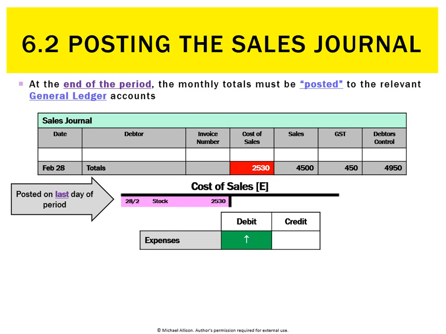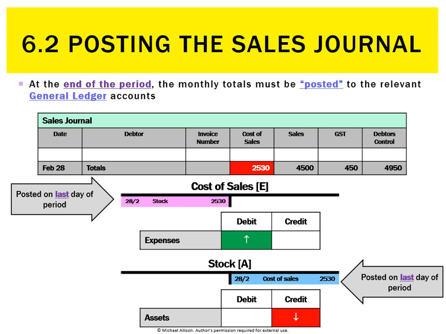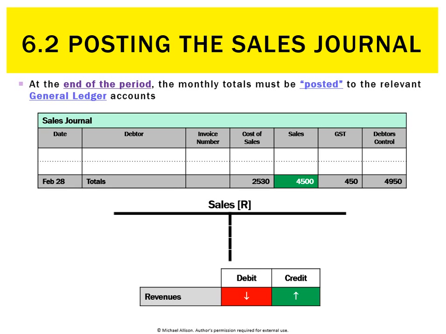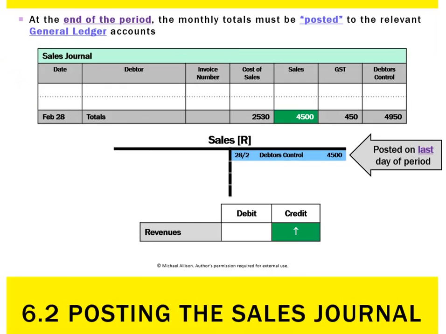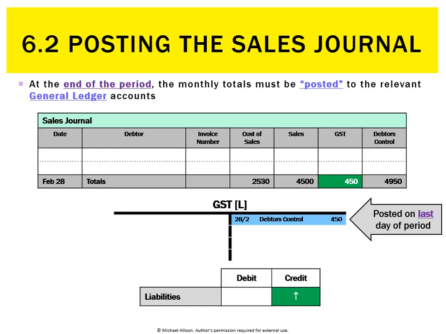The other effect though, and that is posted on the last day of the period because it's the general ledger. We also have stock. This is stock that we've sold, so therefore stock will decrease, and when an asset decreases, that's a credit, again posted on the last day of the period. We have a sales column of 4,500. Sales are a revenue. When a revenue increases, that'll be a credit, and that'll be posted on the last day of the period. We have GST, so that is the GST that our business has charged debtors, so therefore that will increase our liability, and that'll be a credit on the last day of the period.